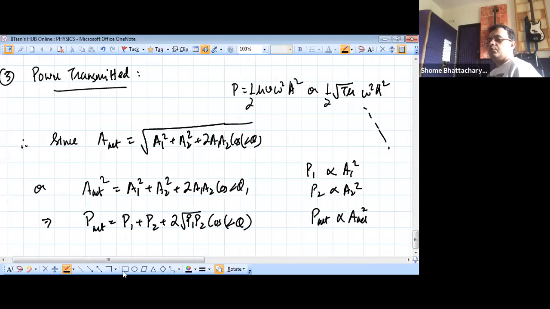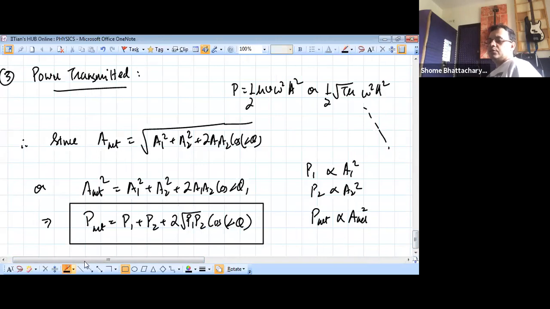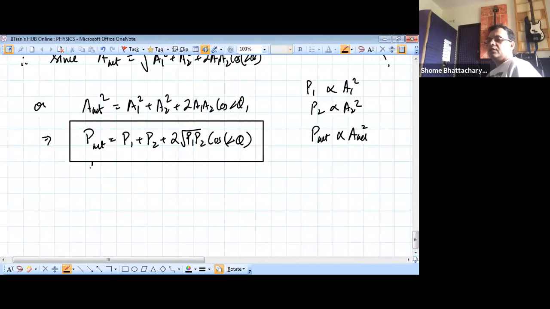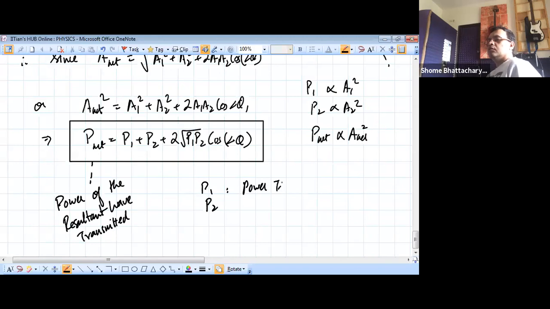So this also becomes an important additional formula. Just like the resultant amplitude in terms of the individual amplitudes of the interfering waves, like that we can calculate the net power, or the power transmitted by the resultant wave, in terms of P1 and P2, the power transmitted by wave y1 and the power transmitted by wave y2.